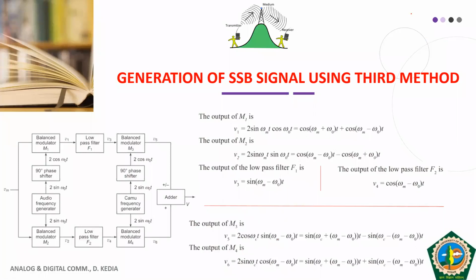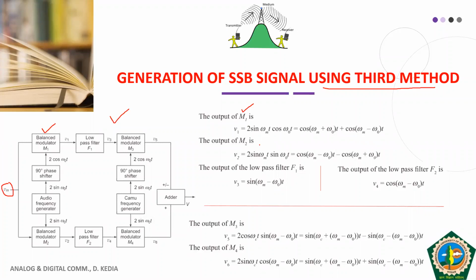This is our generation of SSB signal using the third method. For your reference, I have included the block diagram that we saw in the previous slide here also. Now we analyze each and every block mathematically. First, we look at balance modulator 1. We know a balance modulator provides the multiplication of two signals. At balance modulator 1, we get the modulating signal as it is, which is nothing but Vm sin ωm t.